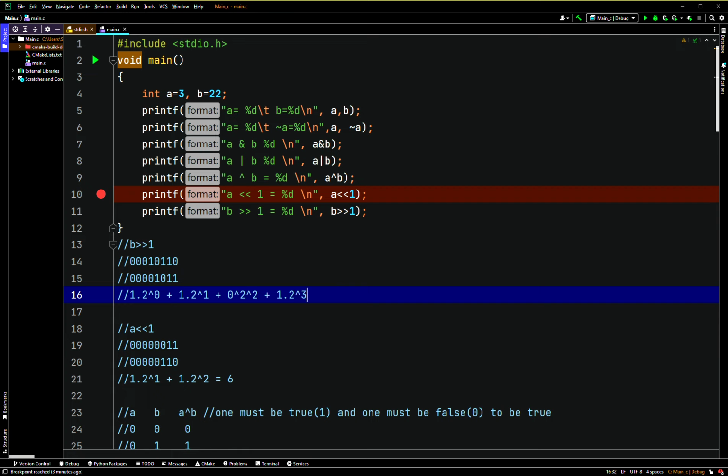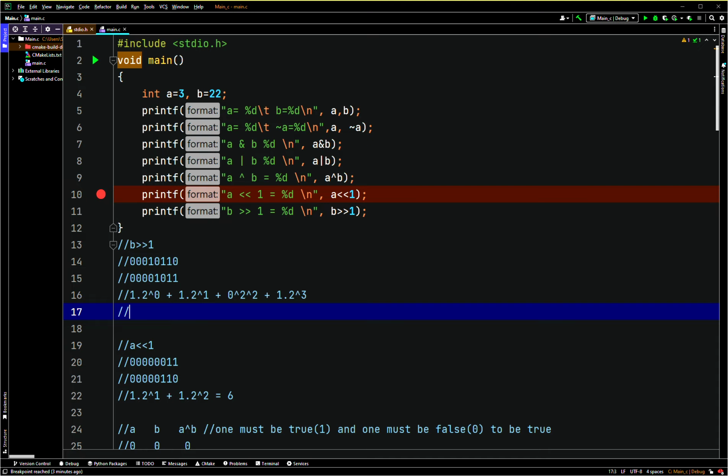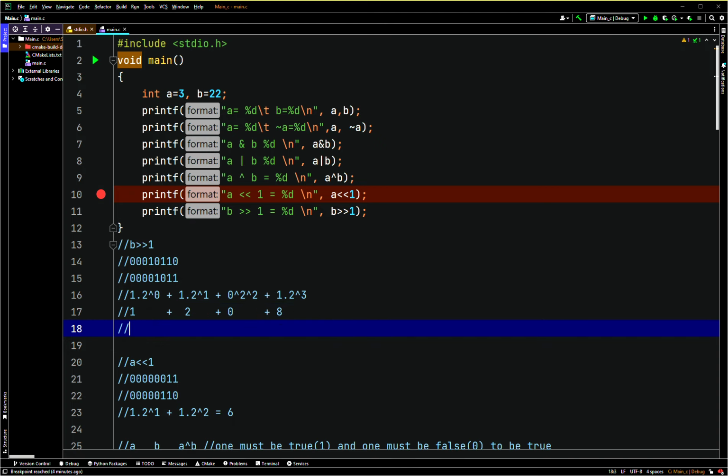I believe that's correct. So we have 1 times 2 to the power of 0 plus 1 times 2 to the power of 1 plus 0 times 2 to the power of 2 plus 1 times 2 to the power of 3. Okay, so that's fine. So here we have 1 plus 2 plus 0 plus 8. I think that's 8. So 1 plus 2 is 3, plus 0 is 3, plus 8 is 11. So the answer should be 11.